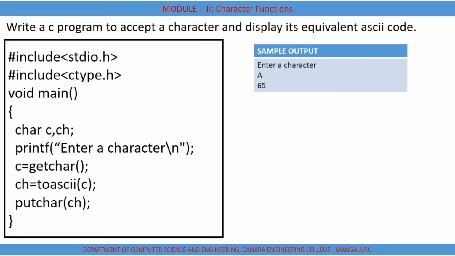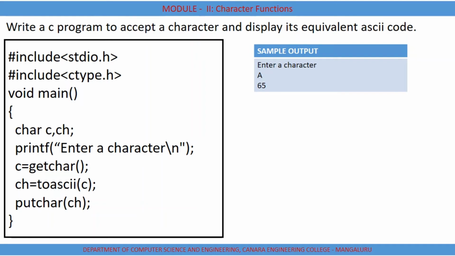Next, I am making use of the toASCII function. So toASCII of C, the entered character is there in the variable C. So I am passing that variable C as the argument to the toASCII function. Now the toASCII function will accept the character and then get the equivalent ASCII code, and that equivalent ASCII code is returned by the toASCII function. That ASCII code will be stored in the variable ch.